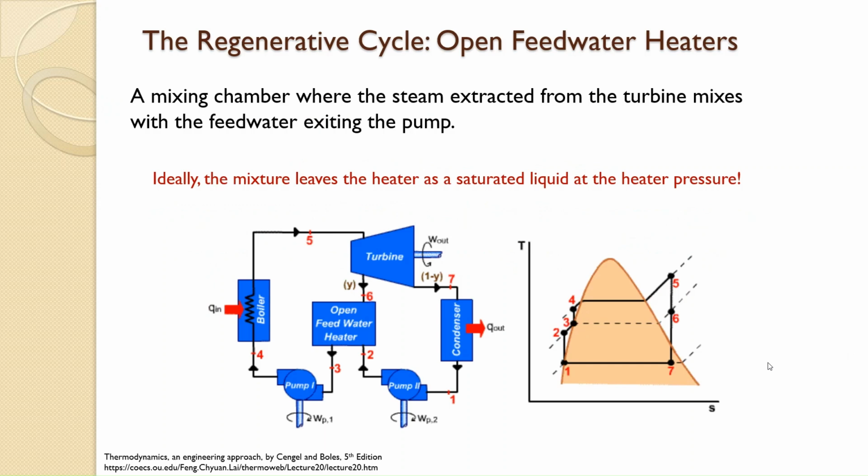Just to recap what we discussed before about open Feedwater heater, basically this type of Feedwater heater is a mixing chamber where the steam is extracted from the turbine and then it is mixed with the feed water that exits from the pump after the condenser. Afterward, we add an extra pump and transfer this feed water to the boiler.